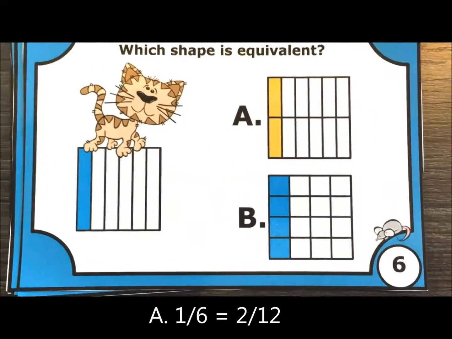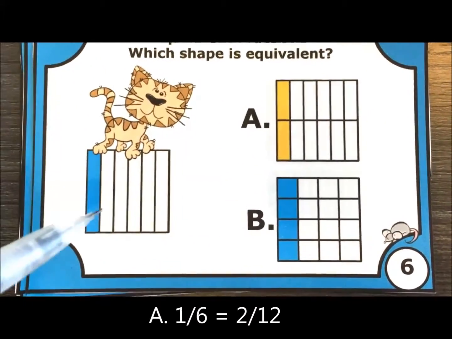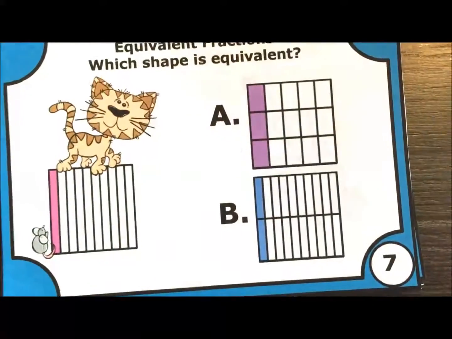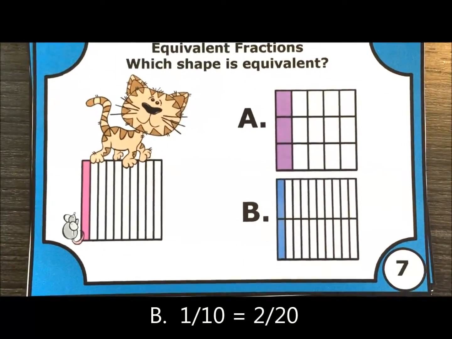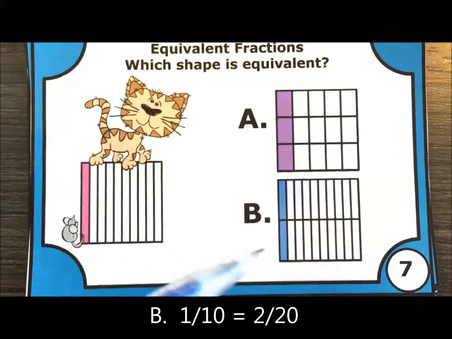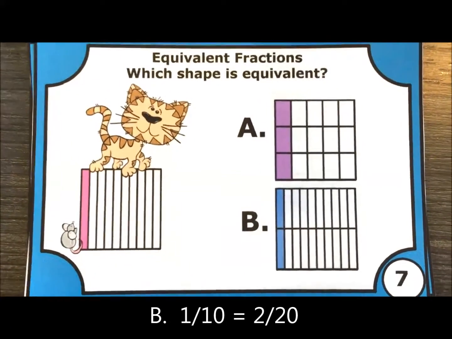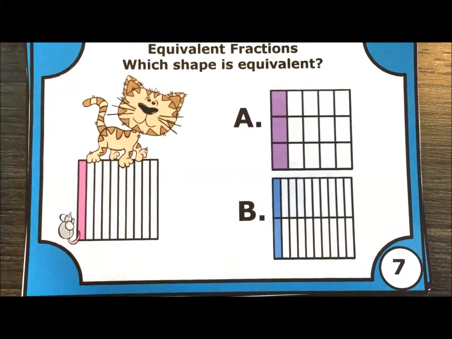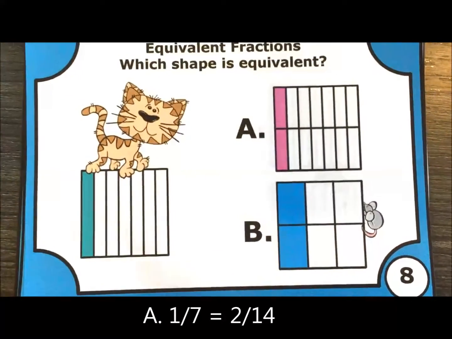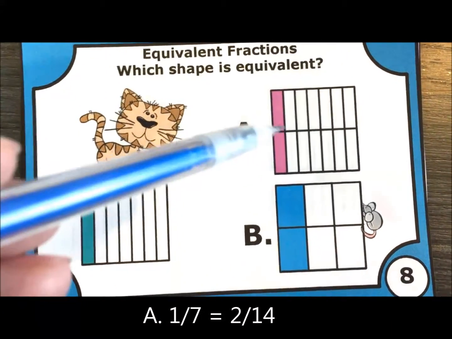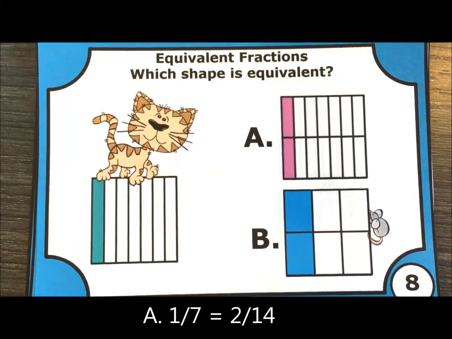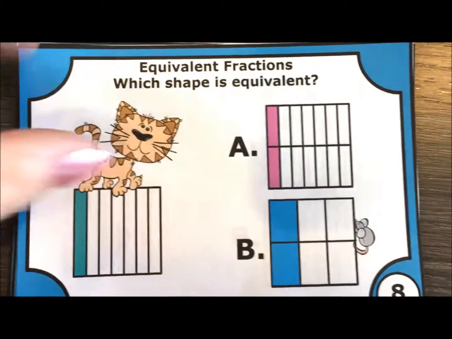Which shape is equivalent for number 6? If you put A, you are correct. Number 7, which shape is equivalent? If you put B, you are correct. It is the same size of shaded area. Number 8, which shape is equivalent? A is the correct answer. It is the same shaded area in size.